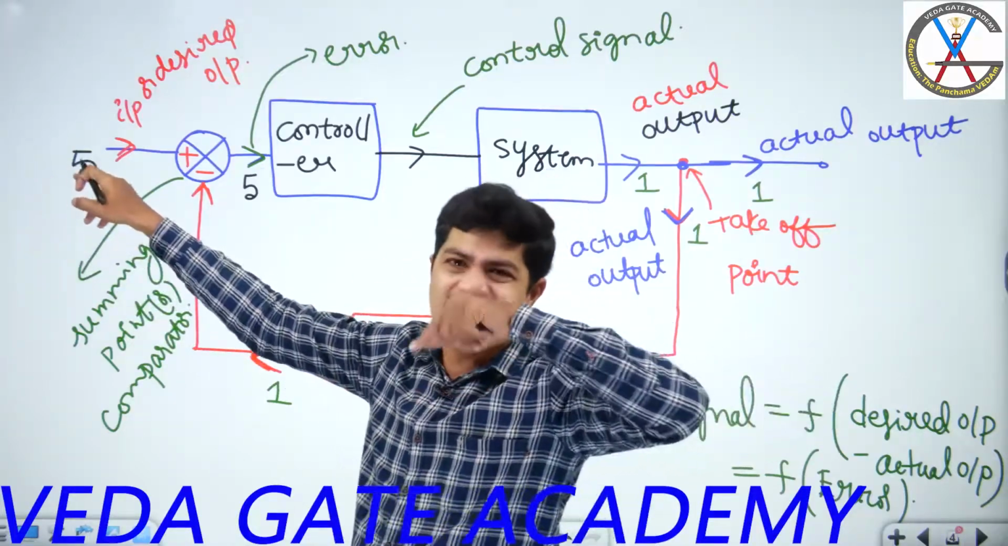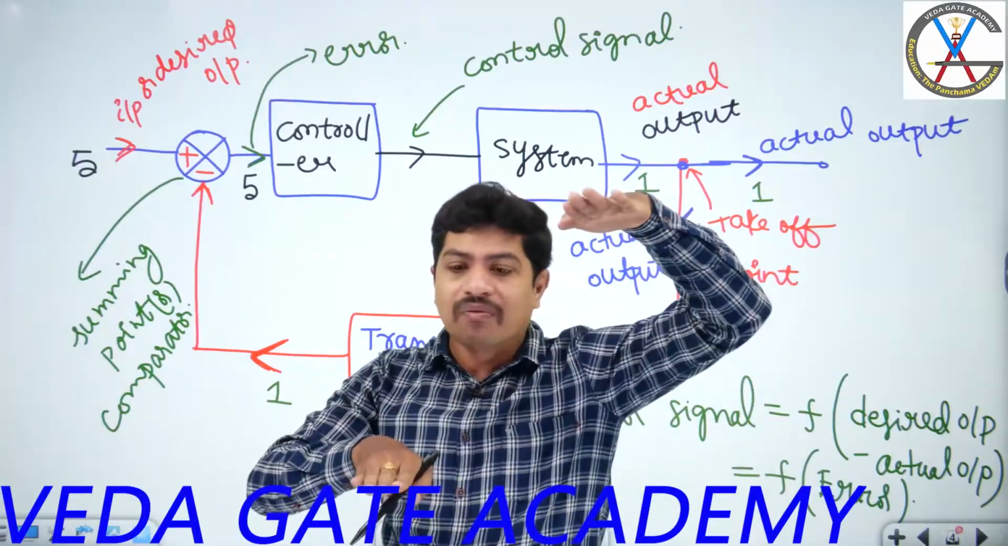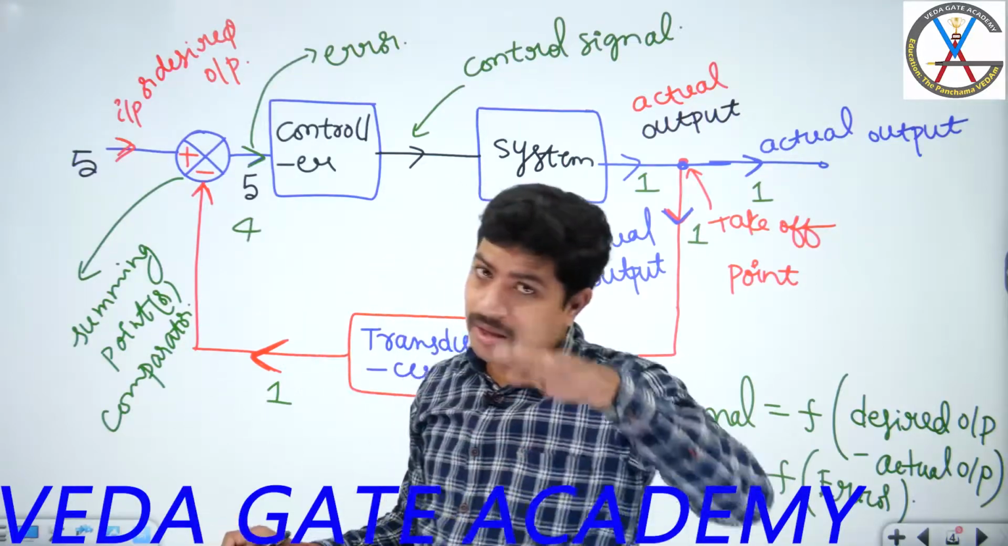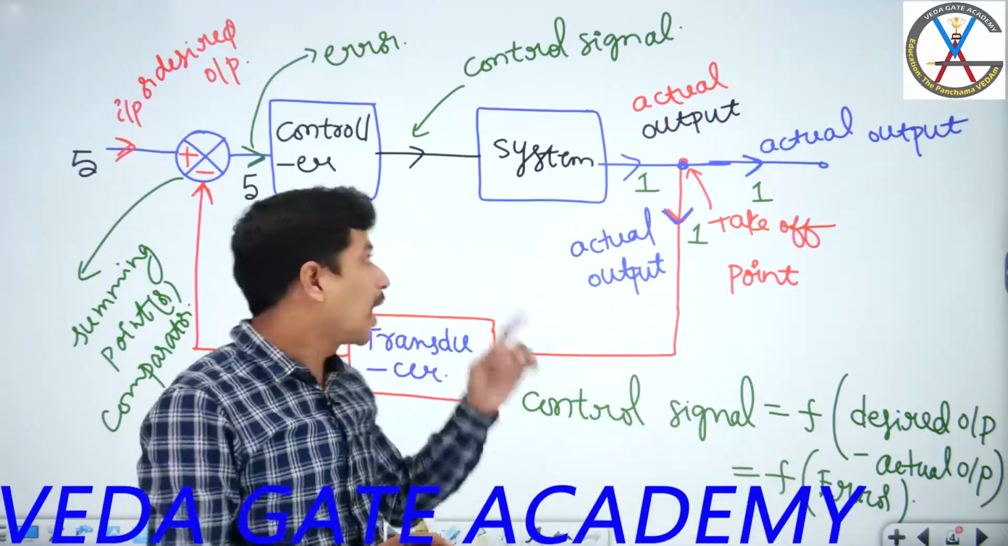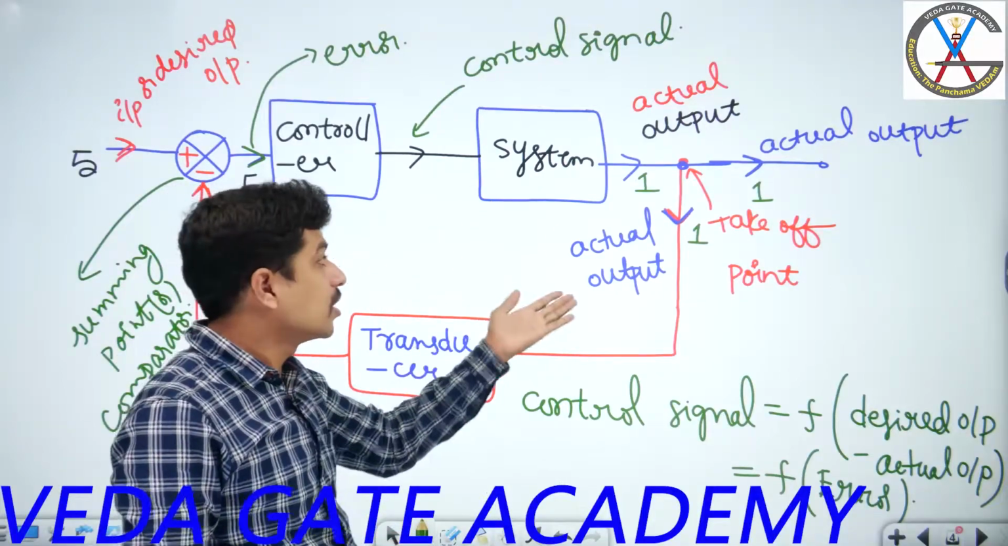Desired output is given as input, that is 5. But now the output is increased. 5 minus 1 is how much? 4. Error is reduced. The control signal depends on the error. Therefore, the system will move further.